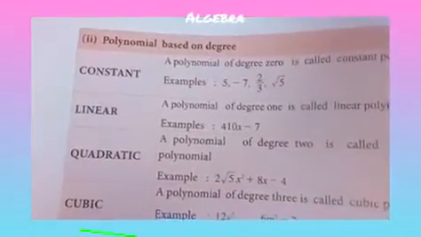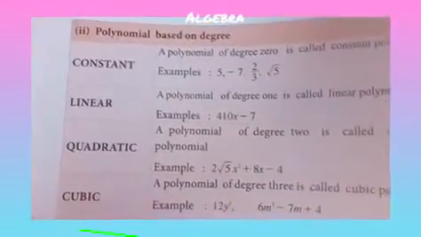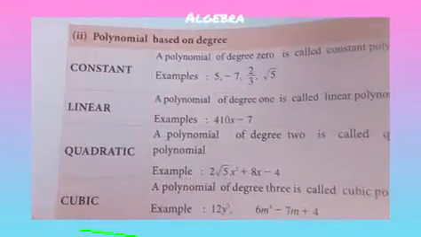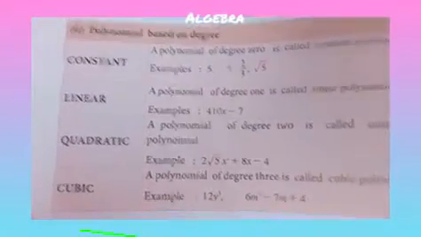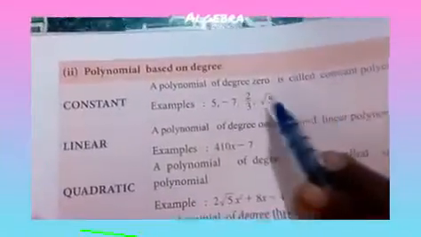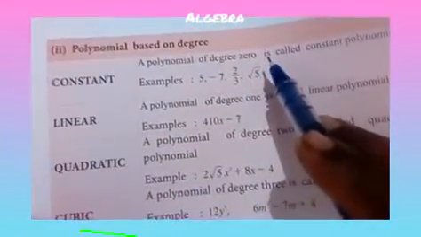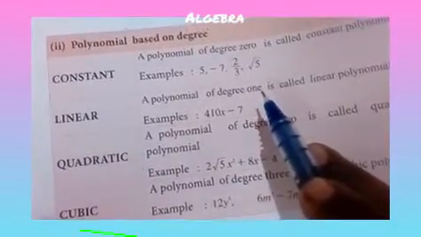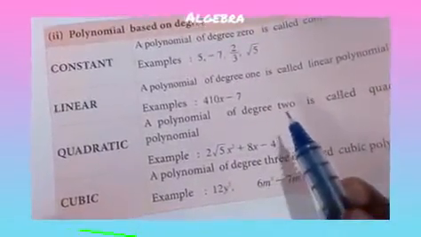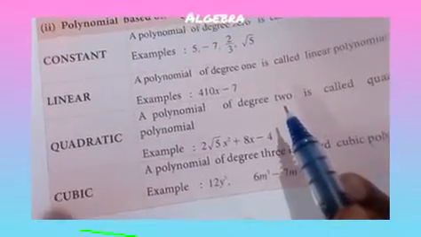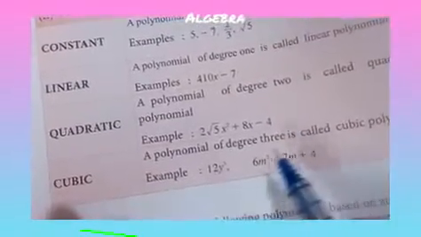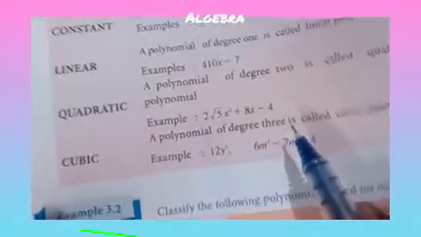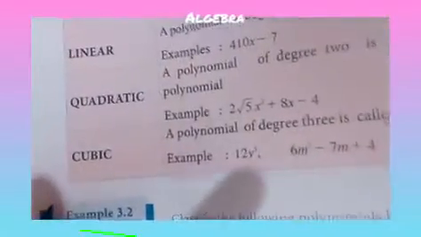The previous one is based on the terms; this one is based on the degree: constant polynomial, linear polynomial, quadratic polynomial and cubic polynomial. A polynomial of degree 0 is called a constant polynomial. A polynomial of degree 1 is called a linear polynomial. A polynomial of degree 2 is called a quadratic polynomial. A polynomial of degree 3 is called a cubic polynomial.